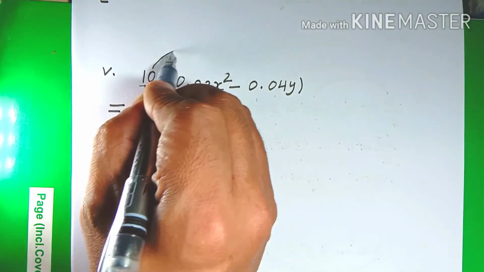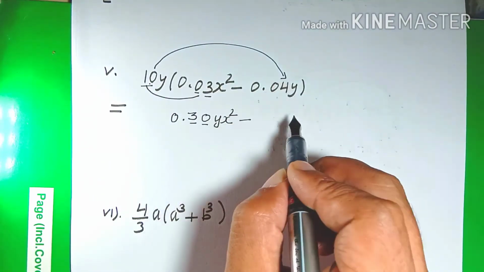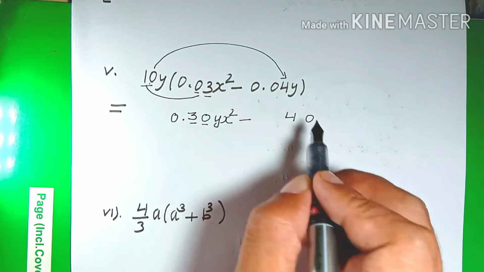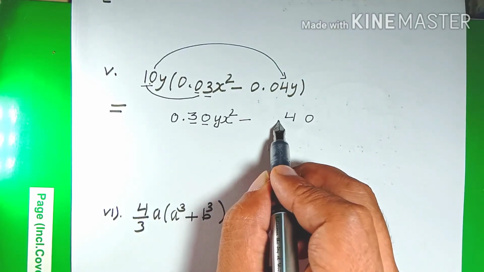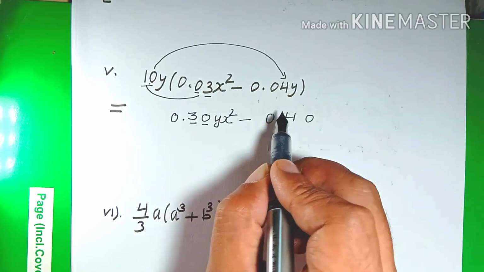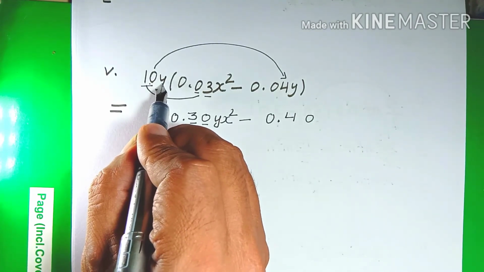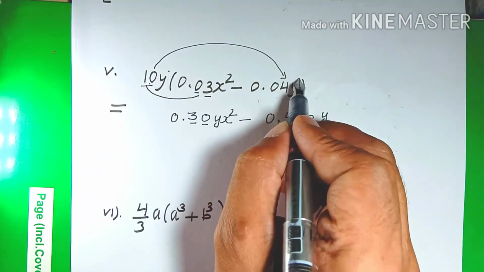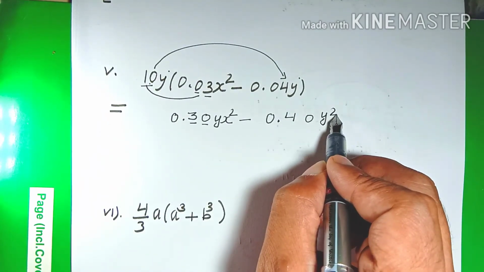Again 10 into 4, which is equal to 40. 1 2 decimal point, so here 0. Now the letters y into y, that means y to the power 1 plus 1, which is equal to square.